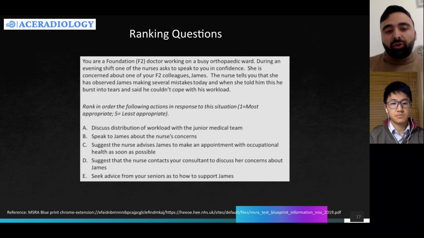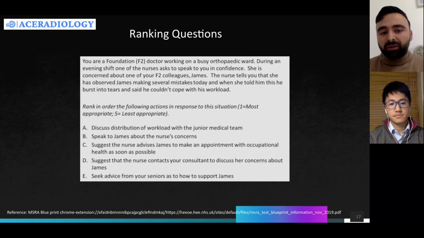The least appropriate straight away that I can see here is the one that doesn't result in anything. The other thing you have to do is look at the options that would actually sort out the problem at hand straight away. So the option that doesn't do that at all would be suggesting that the nurse advises James to make an appointment with occupational health as soon as possible. That really doesn't solve any problem here at all. It doesn't solve James's stress or the workload at hand, or give an appropriate answer to what's going on.